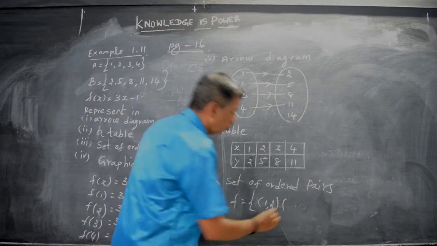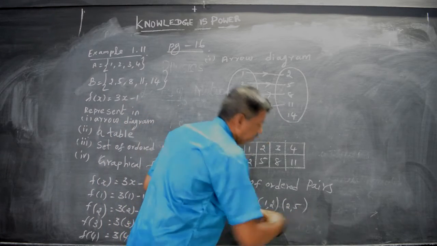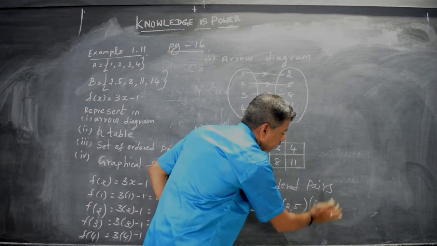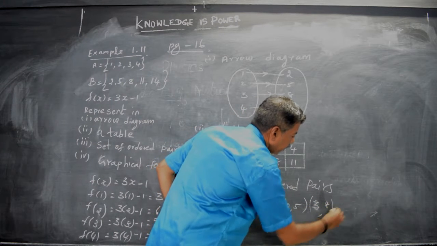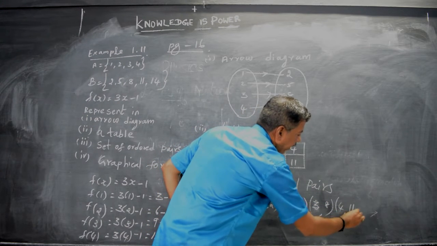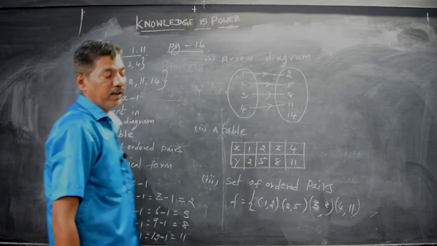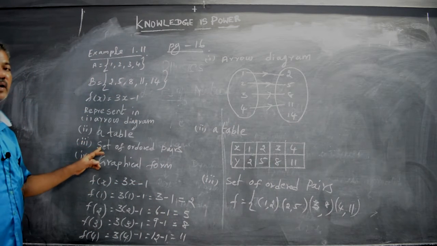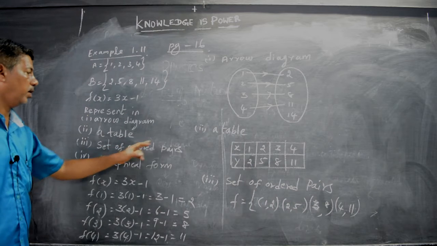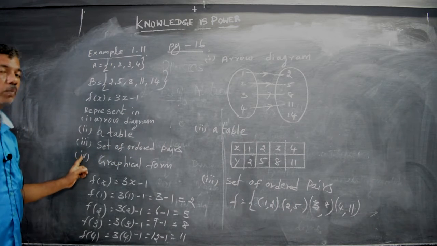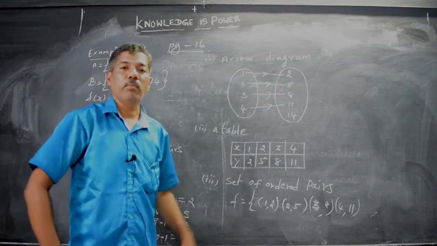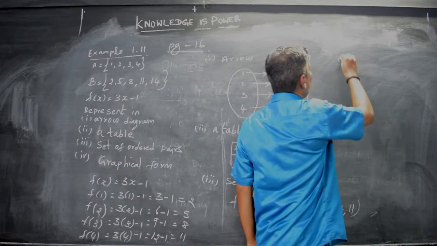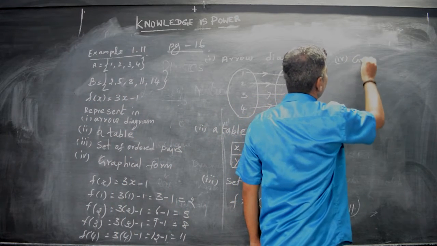When you substitute 2, what answer do you get? 5. When you substitute 3, what answer do you get? 8. When you substitute 4, you get the answer 11. So this is the third Roman letter answer, set of ordered pairs. Fourth one, graphical form. So as usual, fourth one, graph.